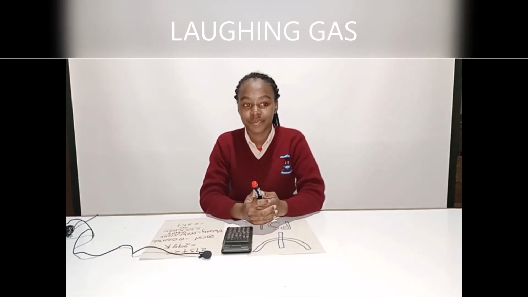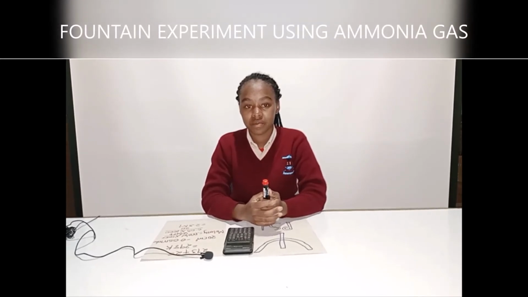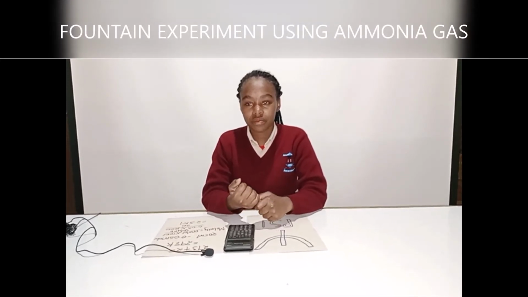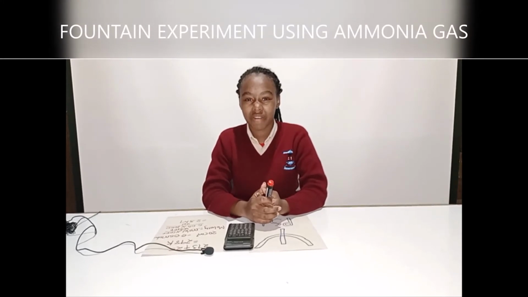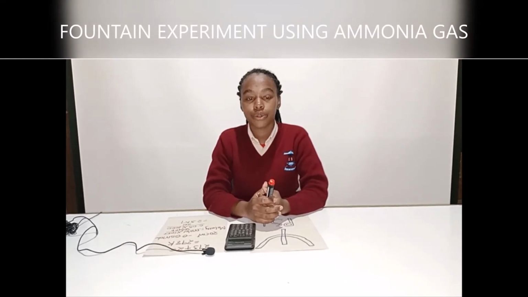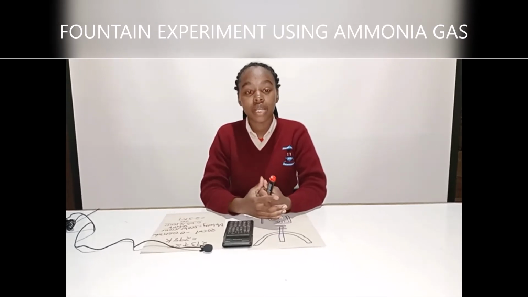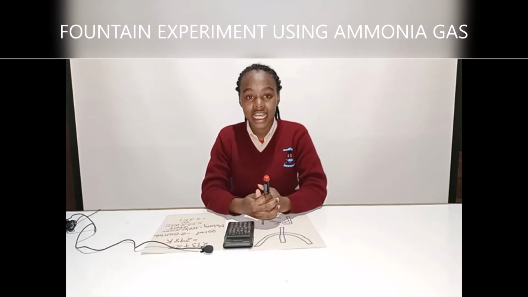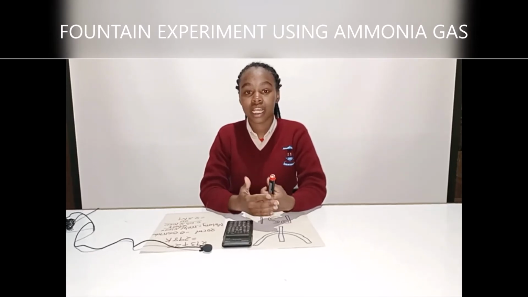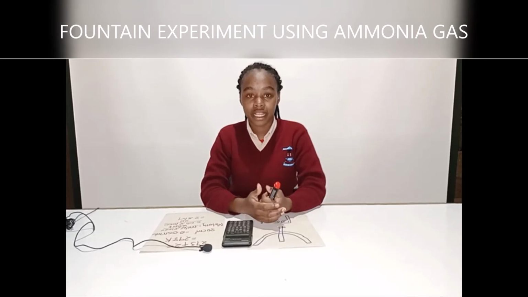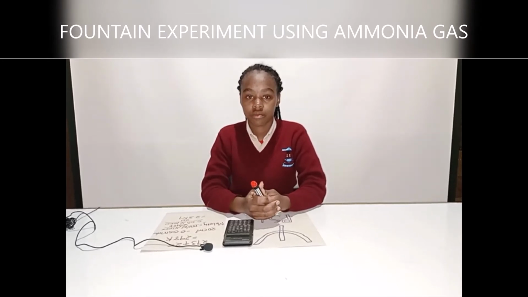That is correct. Can you describe how you can prepare a fountain experiment using ammonia gas? First, you collect ammonia gas in a round-bottom flask. Then the water dissolves so much ammonia that it creates a vacuum. Then water rises through the glass tube to fill the vacuum, and it creates a fountain. Okay, that one is okay. I'll give you 1 point.